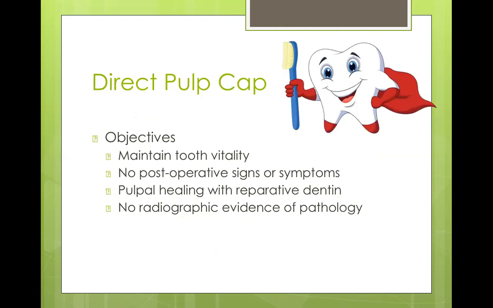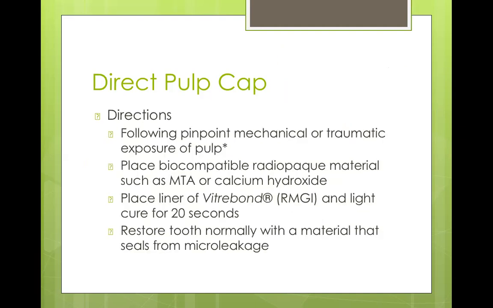Pretty much the same thing as indirect pulp caps. The only difference is you want pulpal healing with reparative dentin. Because we're in the pulp, we need the pulp cap medicament to stimulate the dentin to heal that area of pinpoint mechanical exposure. How do we do this?